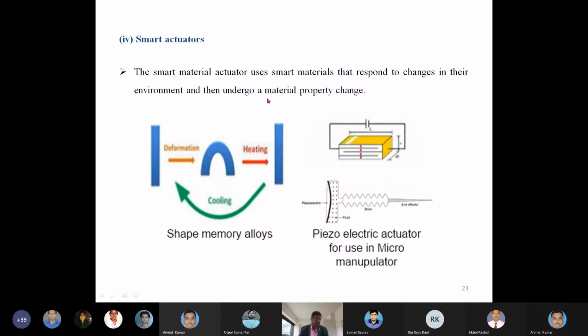Usually these are alloys of nickel and titanium that undergo phase transformation. When it is subjected to a thermal field, which may be a heating or cooling effect, it is programmed to a particular shape. Whenever it is heated, it returns back to that shape. That way, at the programmed temperature the material changes its shape due to the phase transformation, and thus these are very commonly used as shape memory alloys.